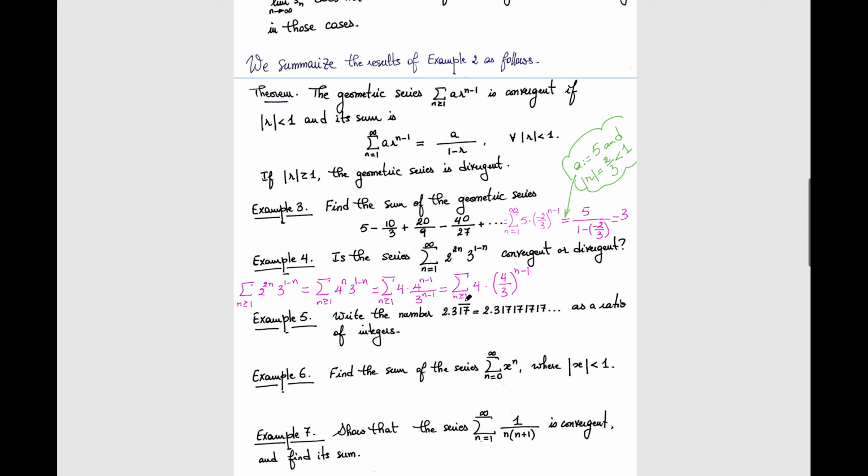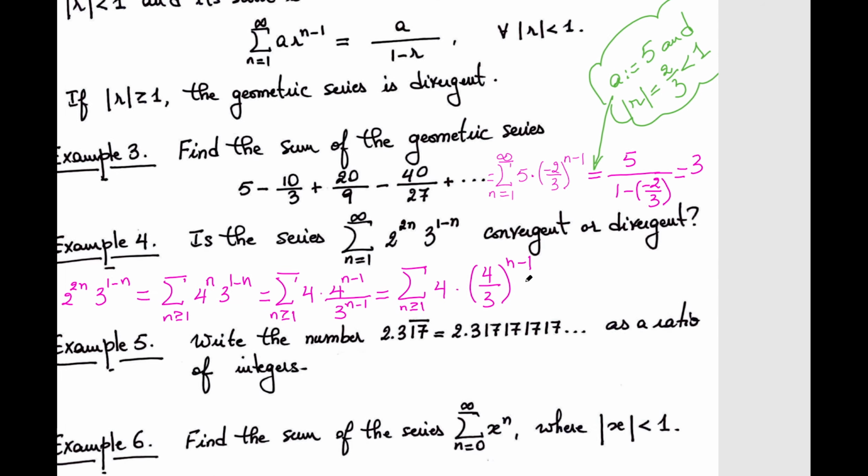Sigma n goes from 1 to infinity a times r to power n minus 1. Correct? So this is a geometric series with first term 4, but the common ratio is 4 over 3. Common ratio is 4 over 3 means the common ratio is bigger than 1. Hence, the series is going to be a divergent series. Correct? So let's write this.